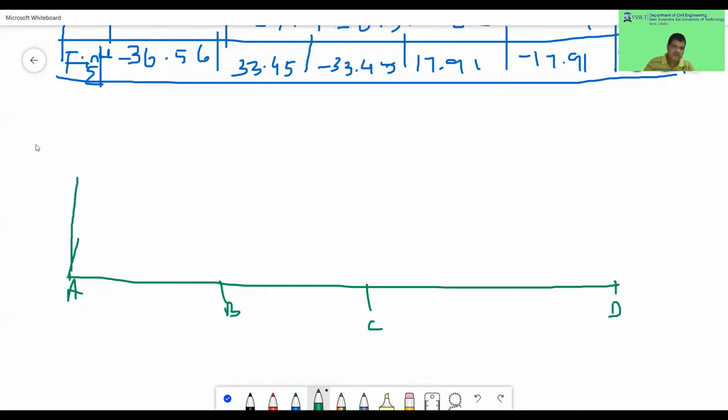Apply here 36.56. Or the value here 33.45. So here the clockwise means, this end, this is negative. So it comes 33 points. So this value comes 33.45. Again, this is minus 31. This is anti-clockwise, so it comes negative.